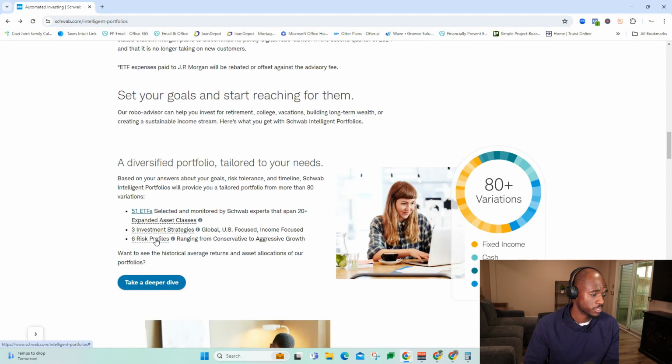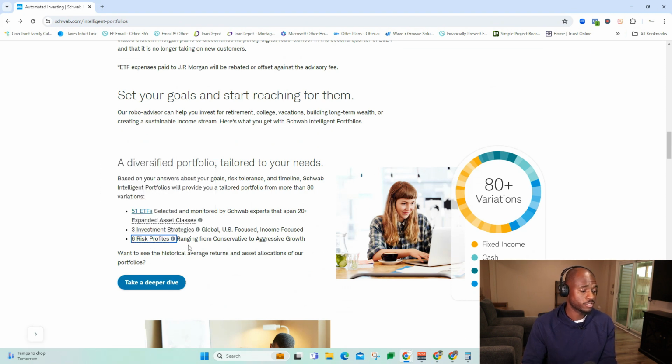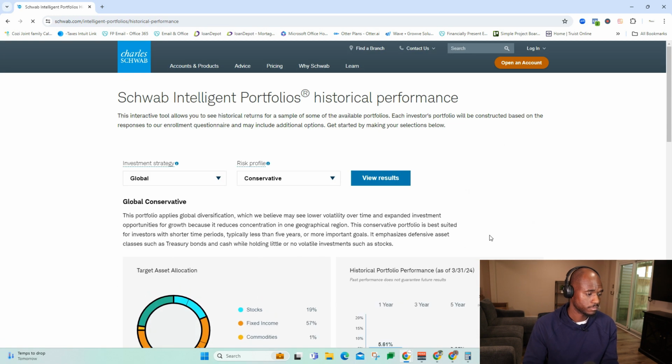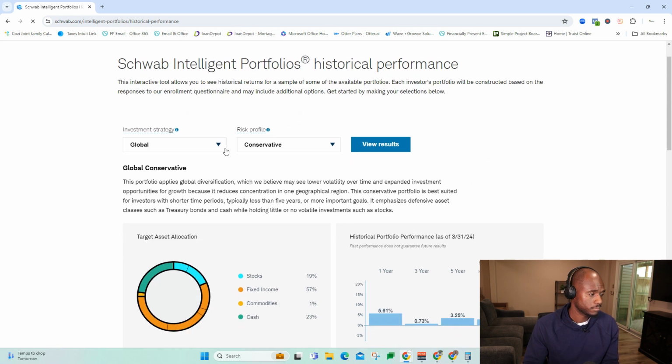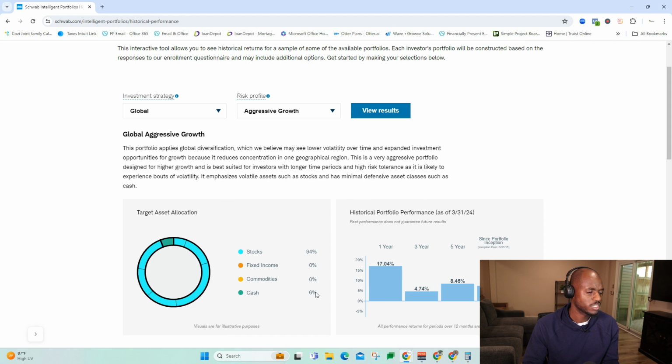As far as the risk profiles that are incorporated, it ranges from conservative to aggressive growth. If you take a deeper dive, you'll see exactly what I mean. So if we looked at something like a global strategy, conservative, you can view the results, and it's saying that 23% needs to be left in cash. That's the most conservative. Aggressive growth, only 6% is required to be left in cash.